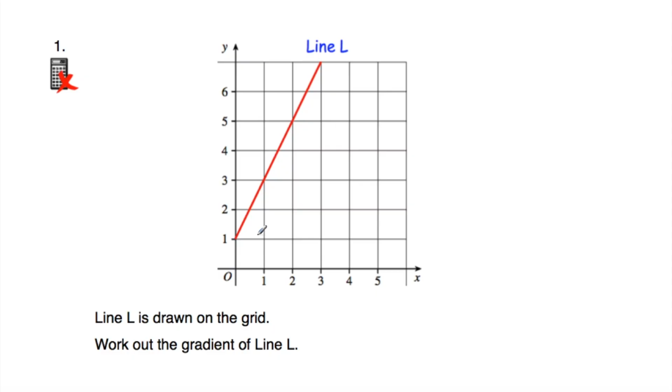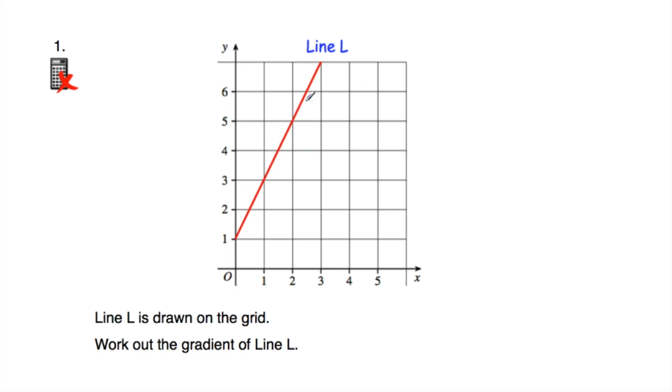So we go 1 unit across and see how many units up we go. If we go 1 unit across, we go up 2 units. We're going from 1 to 3, so we're going up 2 units. So the gradient of this line is 2, because across 1 unit, up 2 units, across 1 unit, up 2 units, and so on. So that's one approach: go across 1 unit, not necessarily 1 square, and then see how many units you go up. So the gradient of that line is 2.